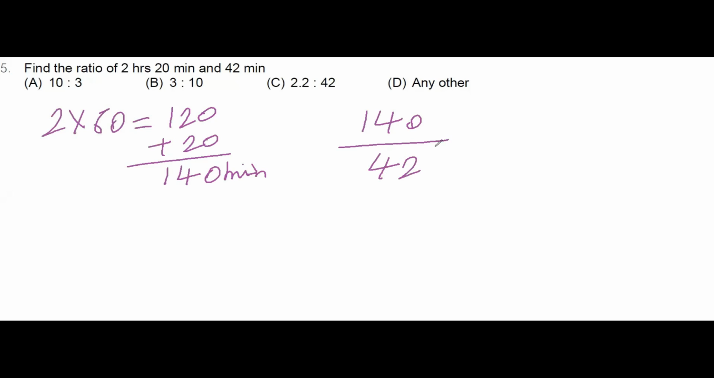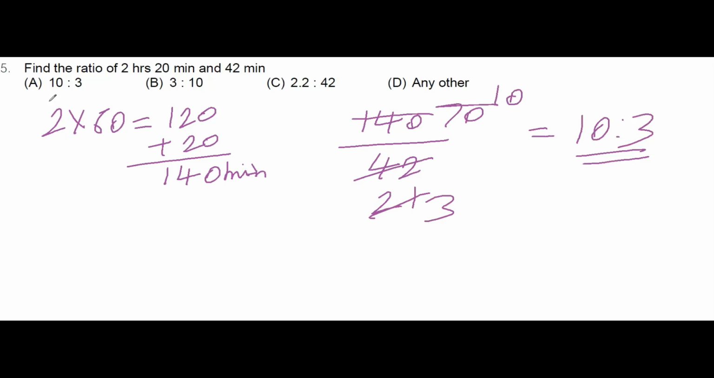So this you can divide by 2, 2 2s are 4, 2 7s are 14, 7 3s are 21. So the answer is 10 is to 3. So A is the correct answer.